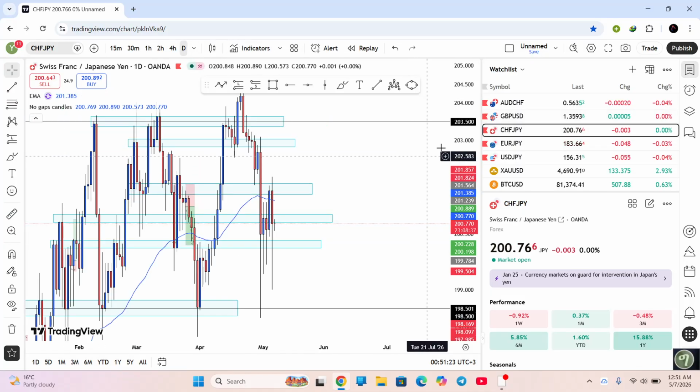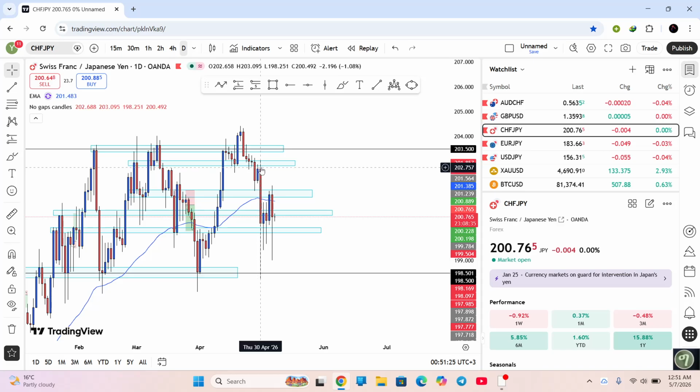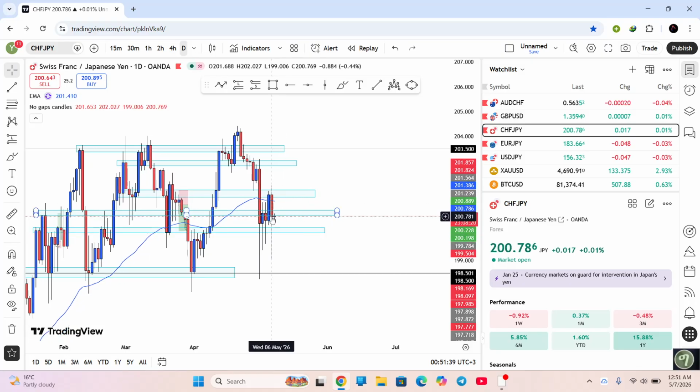So CHFJPY, as you can see, we are bearish. We formed this lower low, we formed the lower high, rejected from the support resistance. Now it's being used as a resistance once again, and it formed this beautiful bearish rejection candlestick on Wednesday. So right now we also closed below this structure point. It has been used as a resistance.